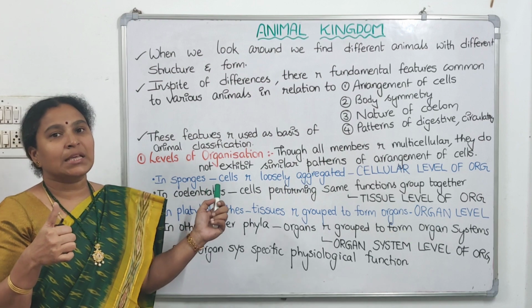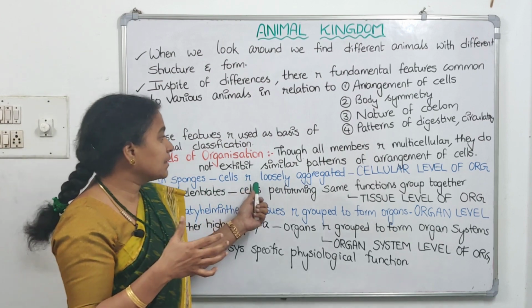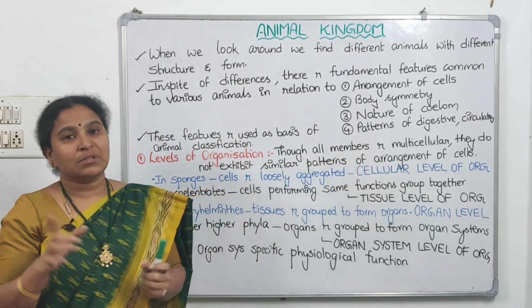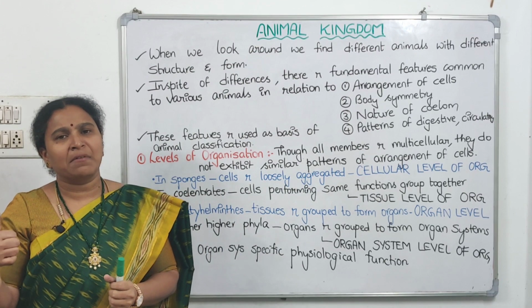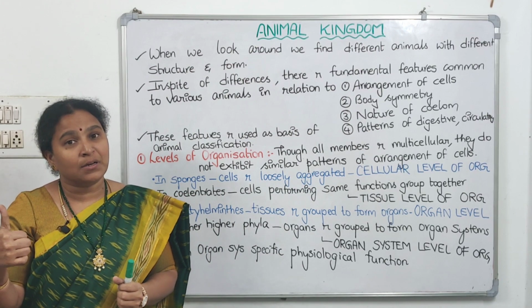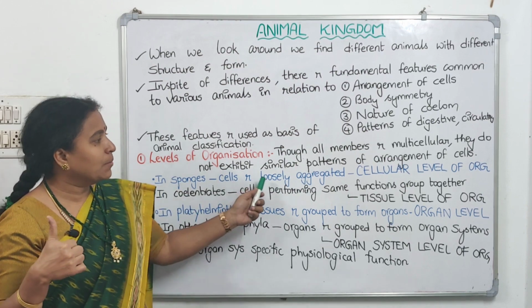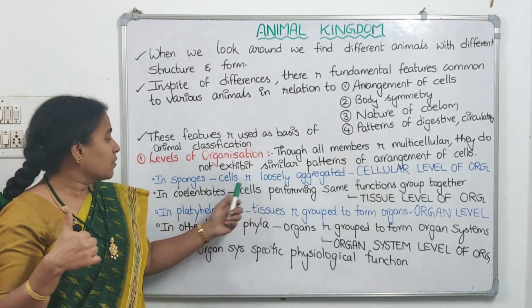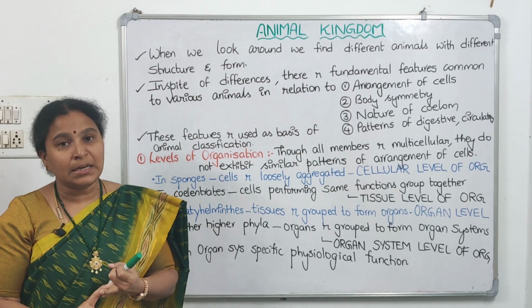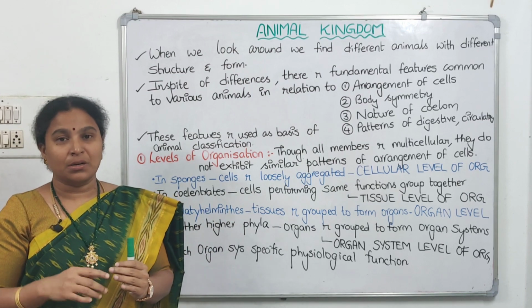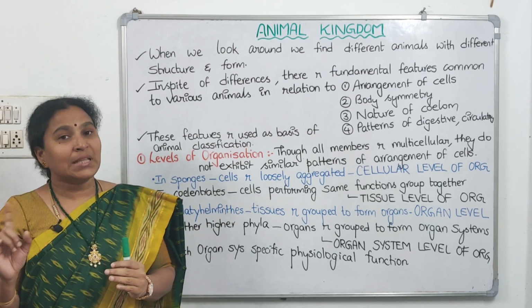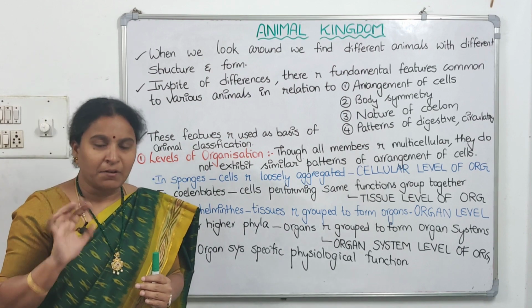In Porifera, the cells are grouped together, right? The cells are loosely aggregated. Such a level of organization, the primitive level of organization, is called cellular level of organization, where some division of work will be there among the cells. Now the second one is Coelenterata and Ctenophora. The cells are grouped to make tissues. Then what is that level of organization called? Tissue level of organization.